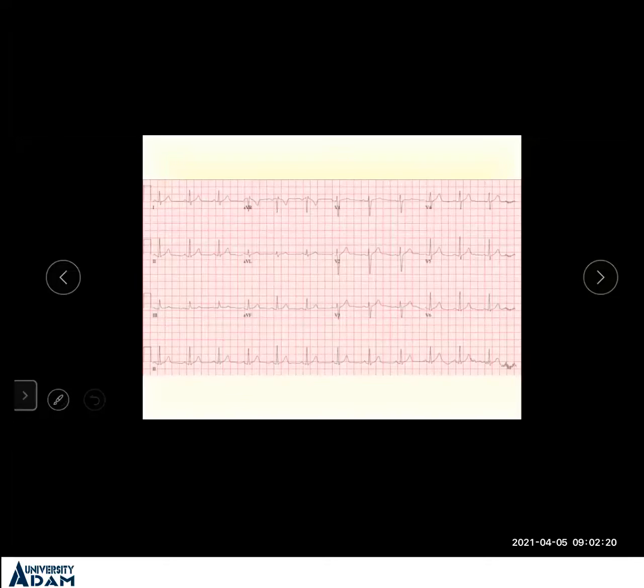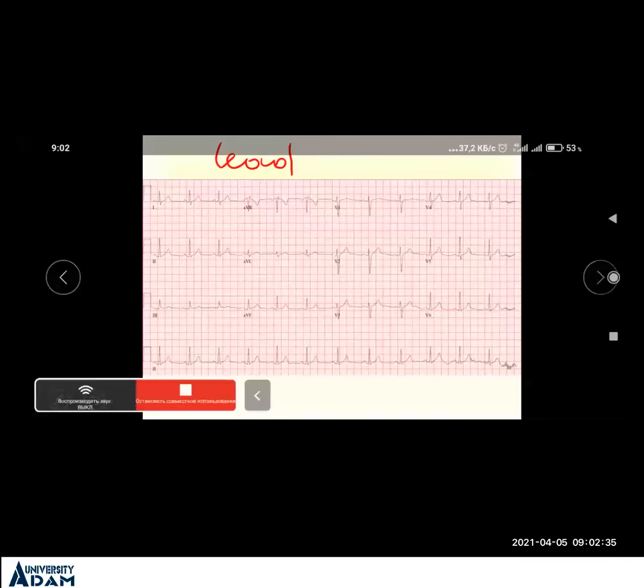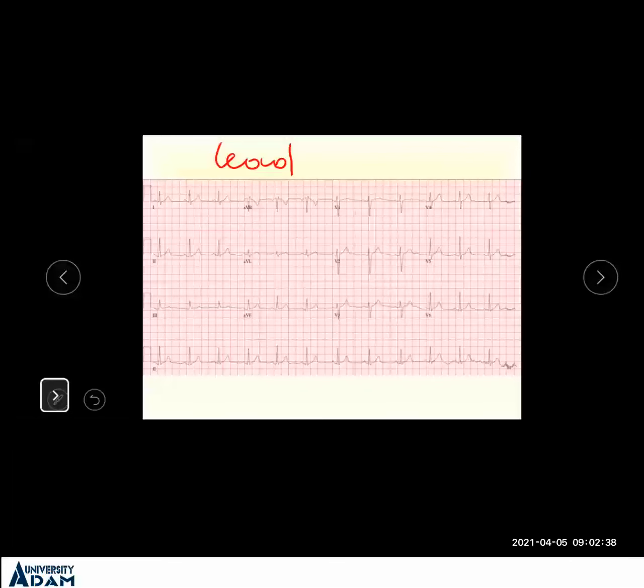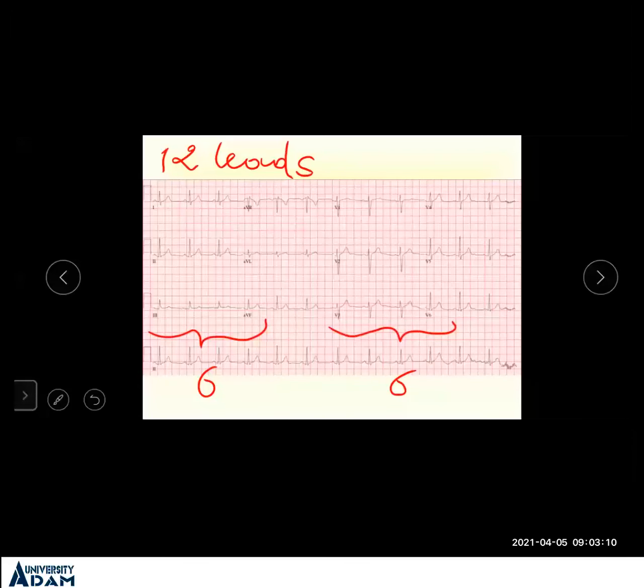How many leads are there in a standard ECG? We have not studied it right now. We have not taken the lecture. There won't be any lecture about ECG because it is a topic of the practical class only. On ECG we have 12 leads: 6 from the limbs and 6 from the chest. These are chest leads.